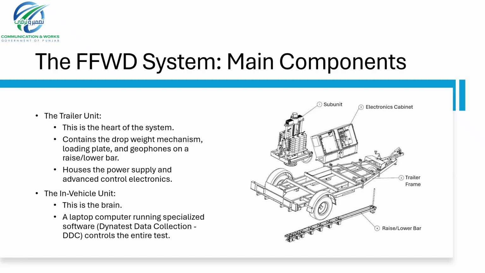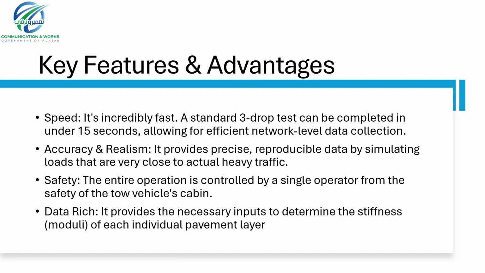The trailer frame itself, which includes the wheels, brakes, and rear lights. And finally, a raised lower bar, which holds up to 14 geophone holders for precise deflection basin measurements. The second component is the in-vehicle equipment, which serves as the operator's control interface. This includes a laptop computer running the Dynatest data collection software, which manages the entire testing process. A park signal TX unit is also installed as a safety feature to protect against driving while the loading plate is lowered.